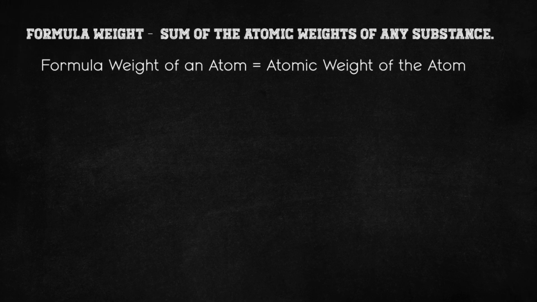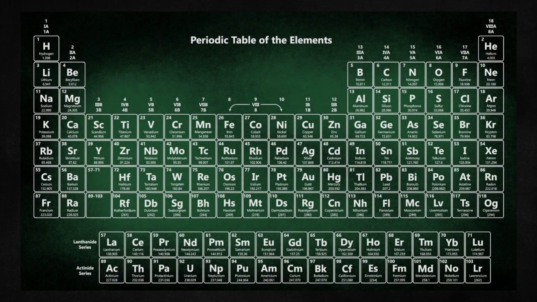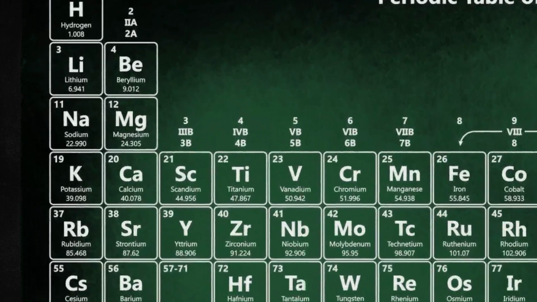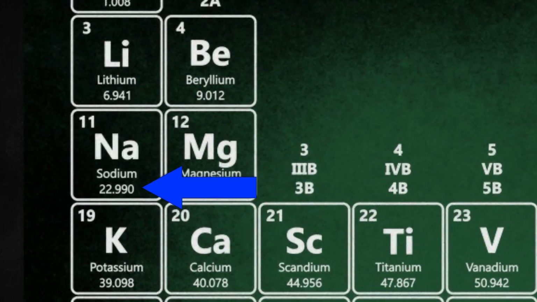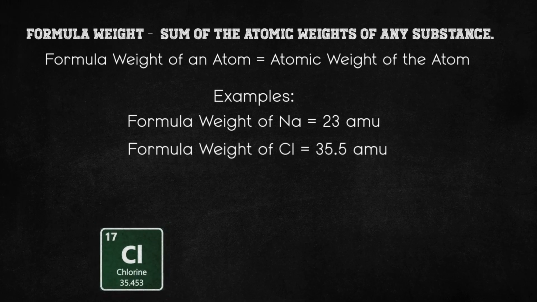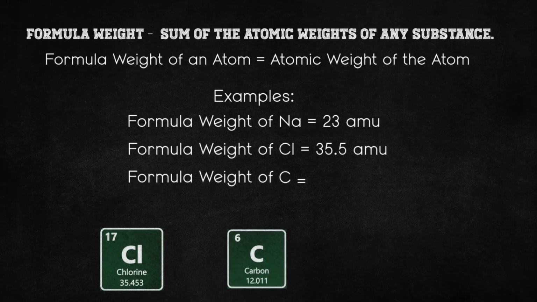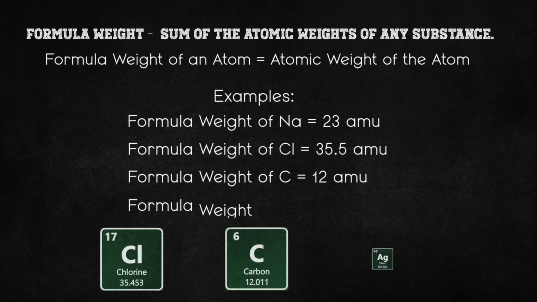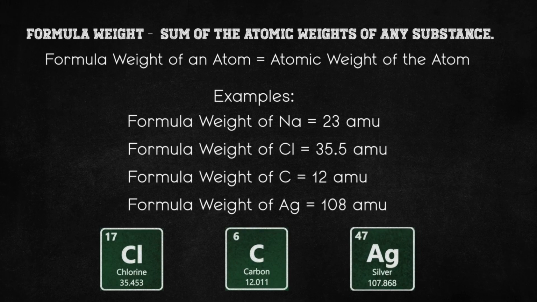Starting with atoms, the formula weight is just the atomic mass of the atom itself. In the periodic table, the atomic weights of the elements are usually the numbers written below. For example, a sodium atom weighs approximately 23 atomic mass units, which means the formula weight of sodium is 23 atomic mass units. Similarly, the formula weight of chlorine is 35.5. The formula weight of carbon is 12, and the formula weight of silver is 108.